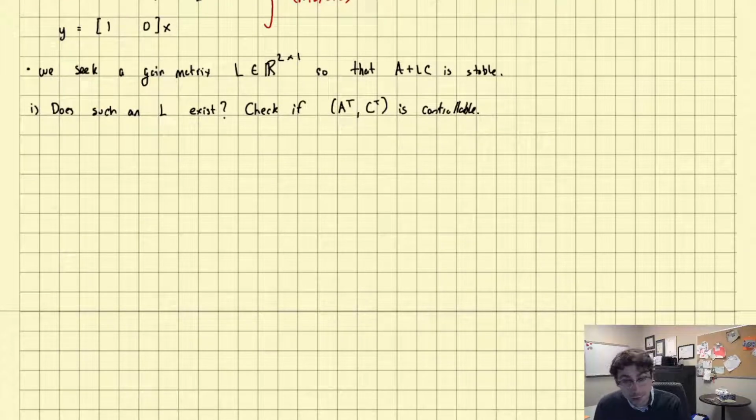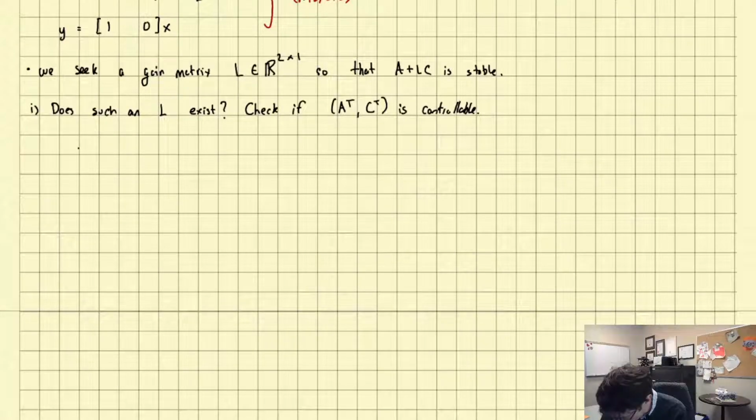If that pair is controllable, then definitely we can find an L so that A plus LC is stable, because we can place the eigenvalues arbitrarily. If it's not controllable, it may still be possible to solve the problem, but then we'd have to check stabilizability of A transpose, C transpose. So let's first check controllability.